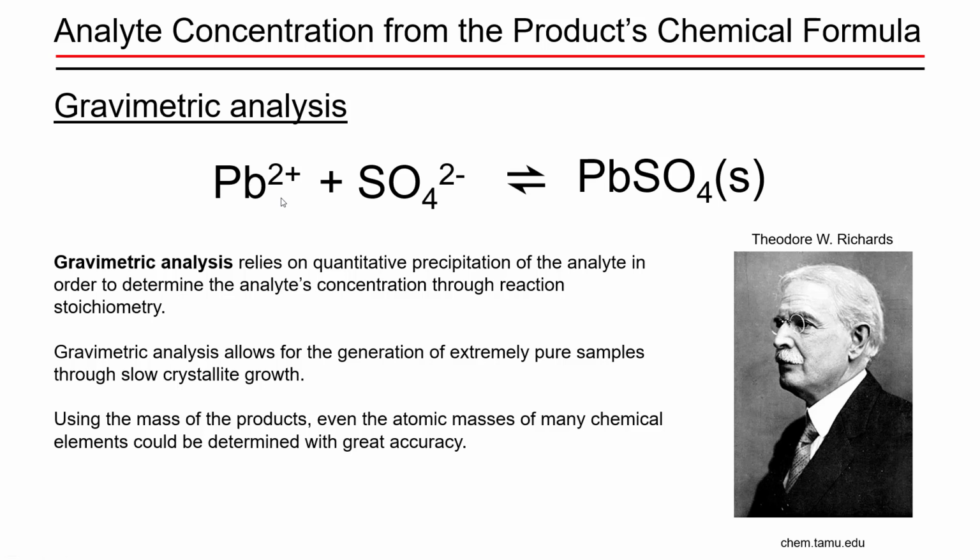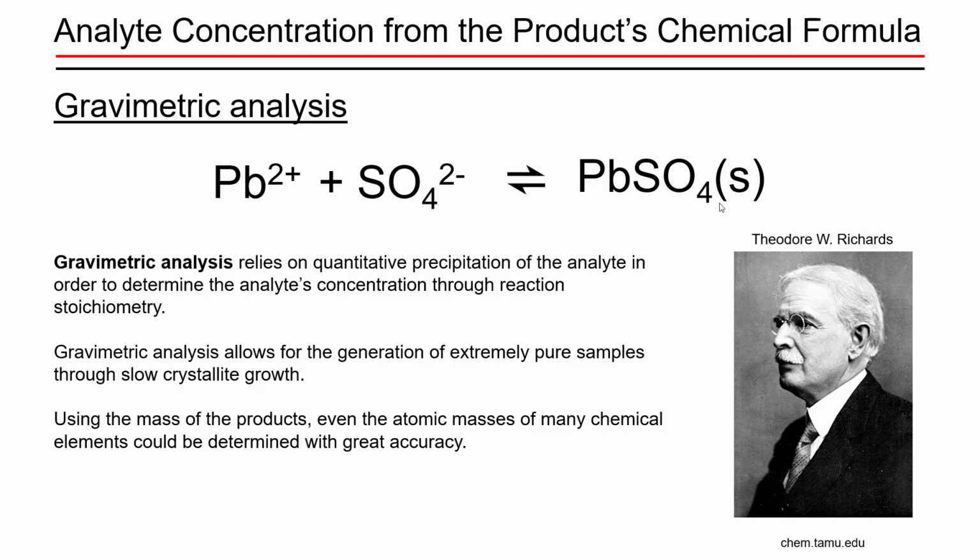what we would need to do is add sufficient sulfate to our sample to precipitate essentially all of the lead 2 plus as lead 2 sulfate. Now, not every precipitation reaction is suitable for gravimetric analysis. You need to have a precipitate that forms relatively large crystals that are easy to capture. It should form slowly so that the precipitate formed is of high purity. And the precipitate that it forms must be stable for the reaction to be suitable for gravimetric analysis.